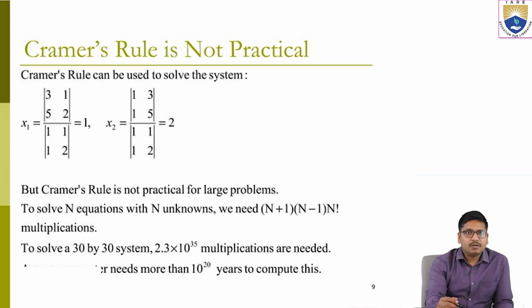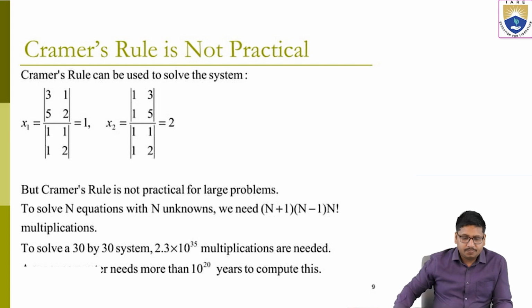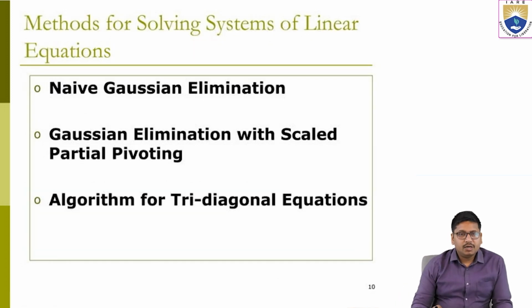Cramer's rule is not practical for large problems. In order to solve equations with n unknowns, we need n plus 1 and so on, many multiplications. So what are the methods available for linear equations?